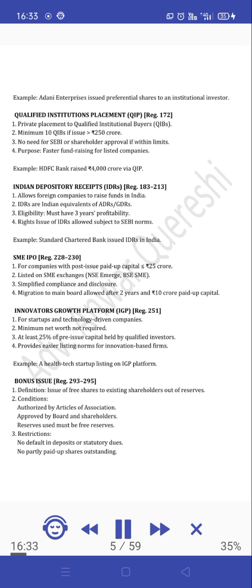SME IPO, Reg. 228, 231. For companies with post-issue paid-up capital less than or equal to 25 crore rupees. 2. Listed on SME exchanges: NSE Emerge, BSE SME. 3. Simplified compliance and disclosure. 4. Migration to main board allowed after 2 years and 10 crore rupees paid-up capital.